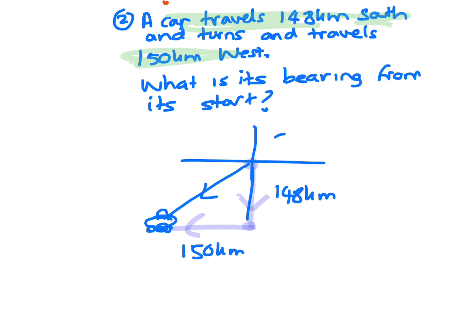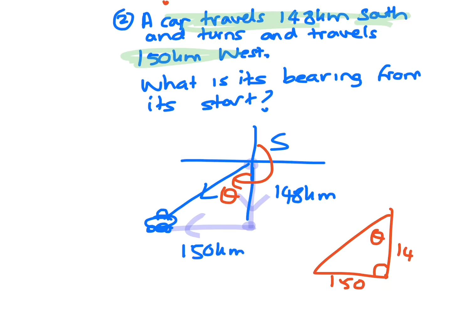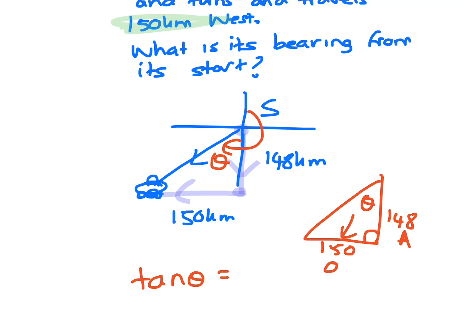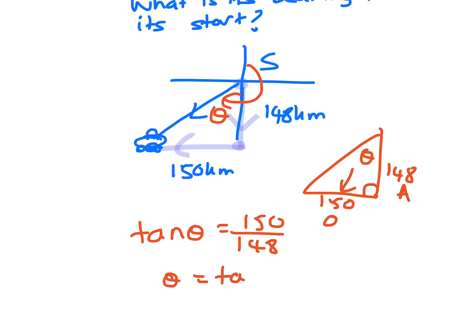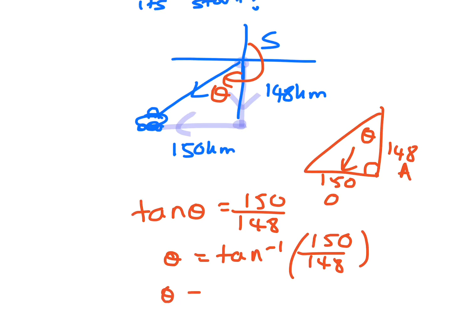Okay, what is the bearing from the start? So there's the start there. When we're looking for the bearing, we're looking at this whole angle here. So we actually need to find the angle in there. If we take that triangle out, see that's theta, 150, 148. Then when we're trying to find that angle, we're going to label our sides. That's opposite, that one's adjacent. So it's actually tan. So tan of theta is 150 on 148. And to get the angle, you press Shift tan, 150 on 148, and then you'll get your angle. And you get 45 degrees to the nearest degree.